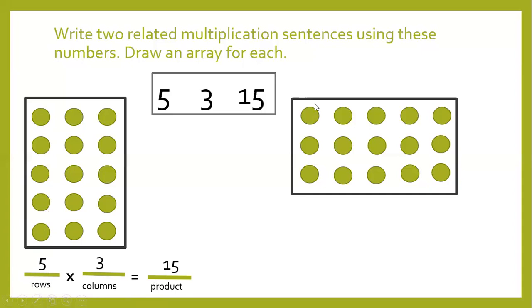The next way that we'll draw our array is having 3 rows, 1, 2, 3, and 5 columns, 1, 2, 3, 4, 5. So in this multiplication sentence, we have 3 rows times 5 columns equals 15. Again, we have switched the direction.